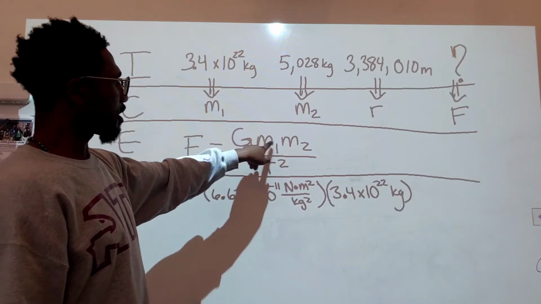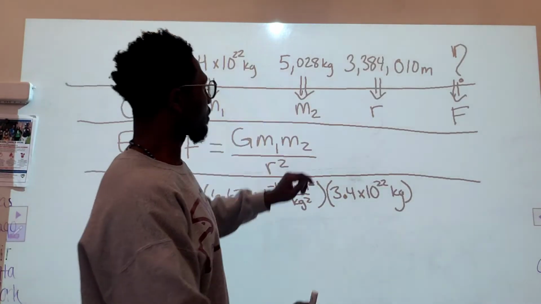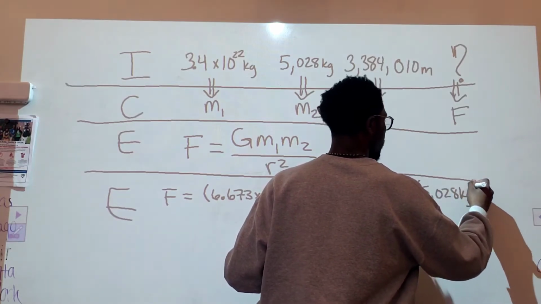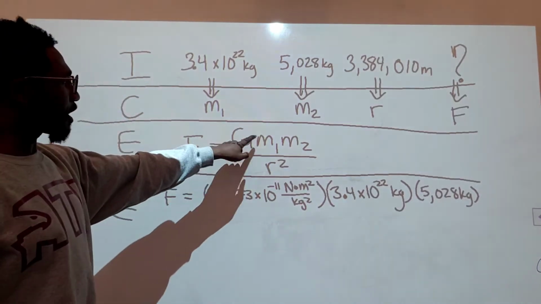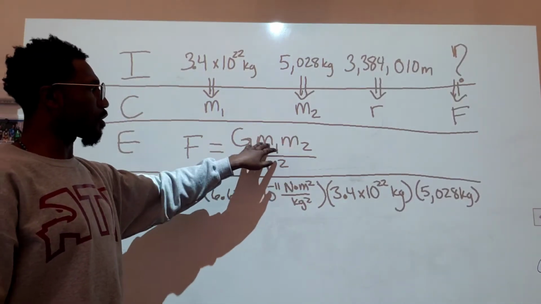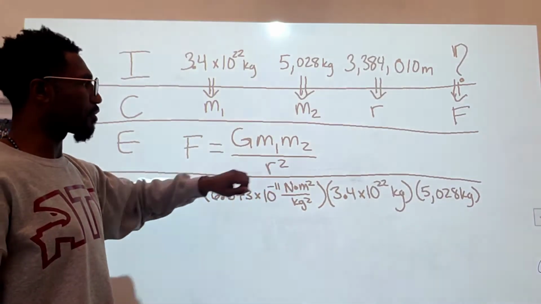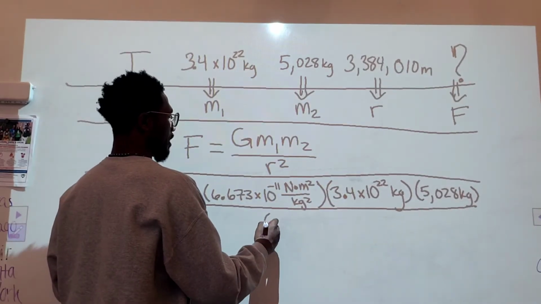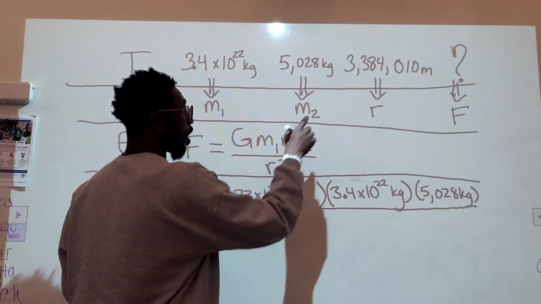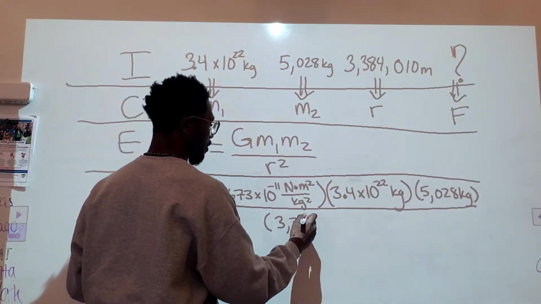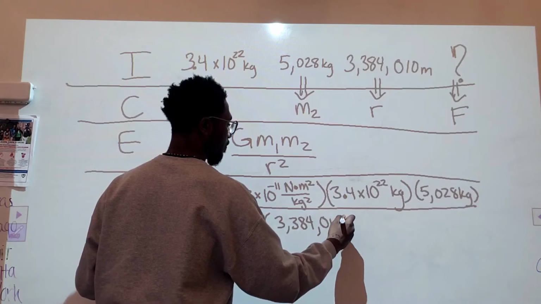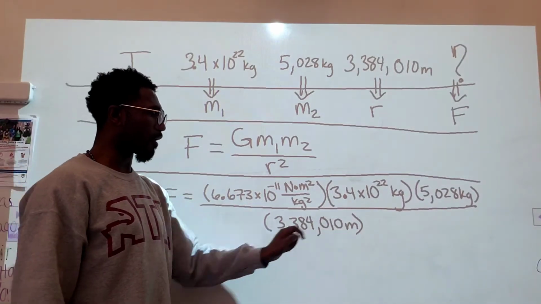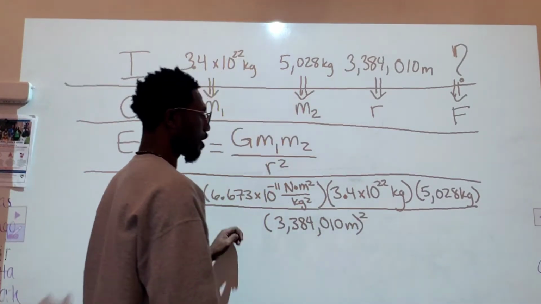So we have G written, m1 written, now m2. m2 is 5,028 kilograms. So we have every measurement written that corresponds to the variables in this numerator. Now we're going to write the denominator. So that's our division line, and the denominator is r squared. So r is 3,384,010 meters. And now don't forget, r is squared. So we write this down for r, and then we go ahead and put our 2 up top to square it.